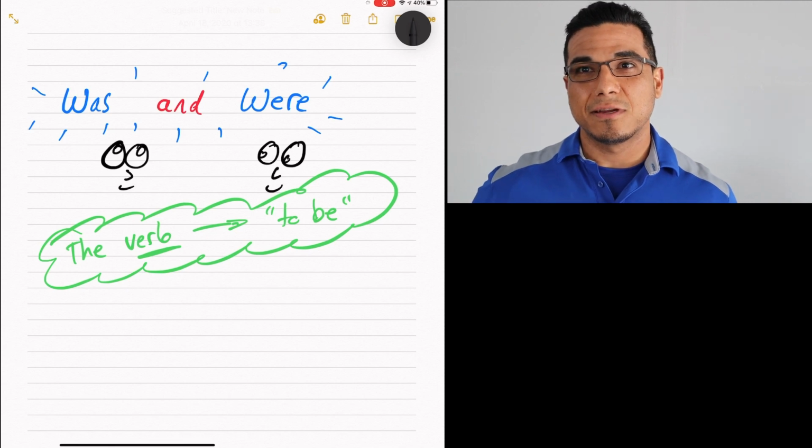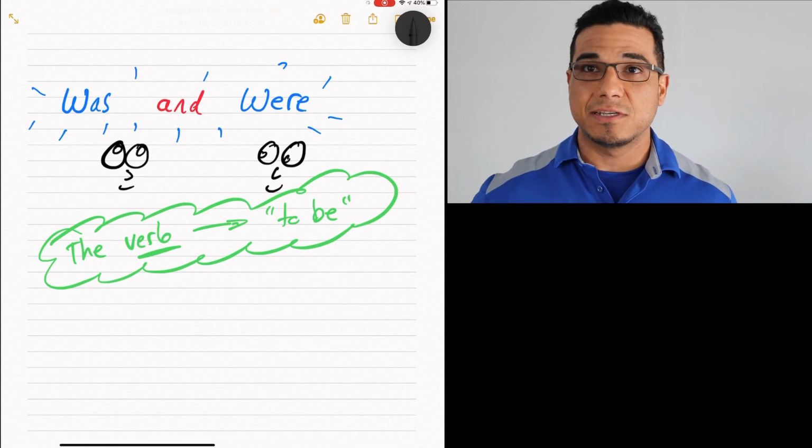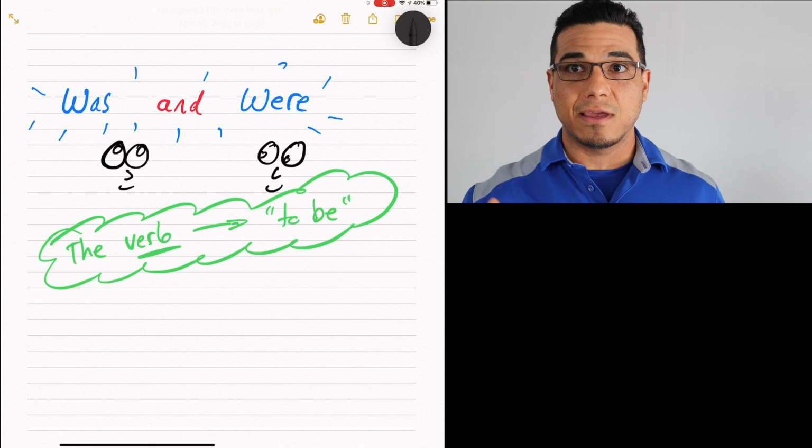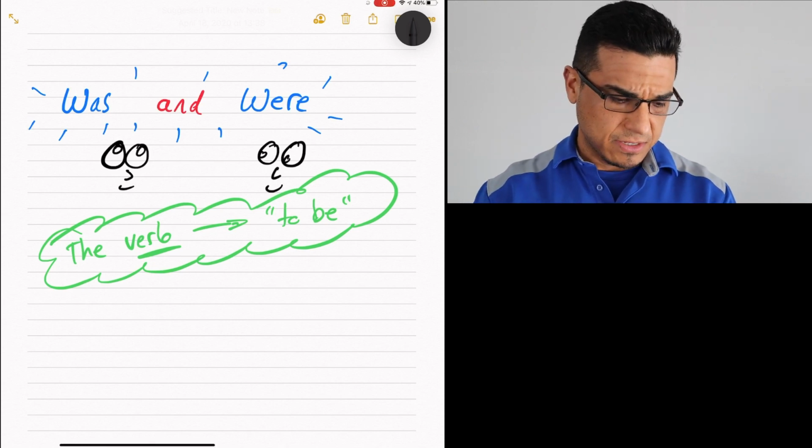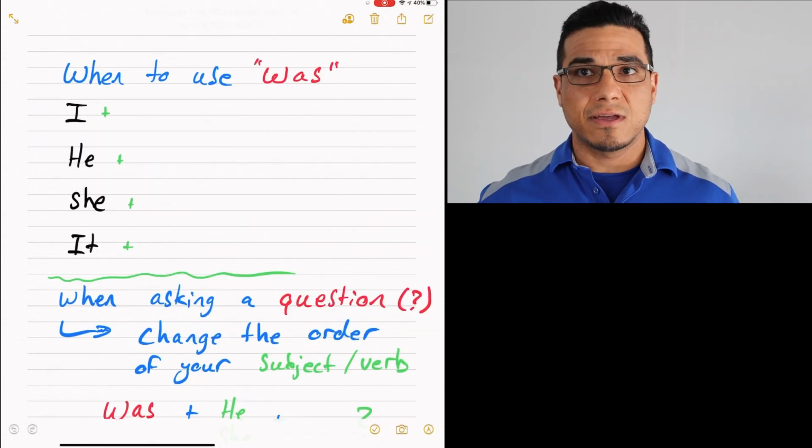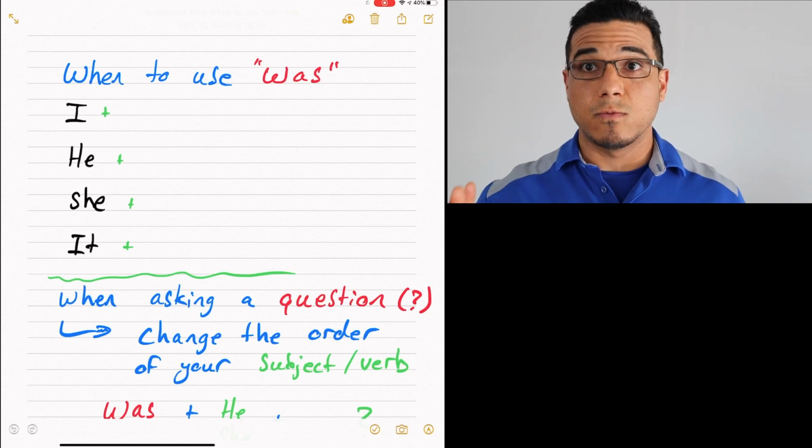So today's lesson is going to be on the verb to be. It focuses specifically on was and were. All right, so taking a quick look, we're going to talk about when to use the verb was.